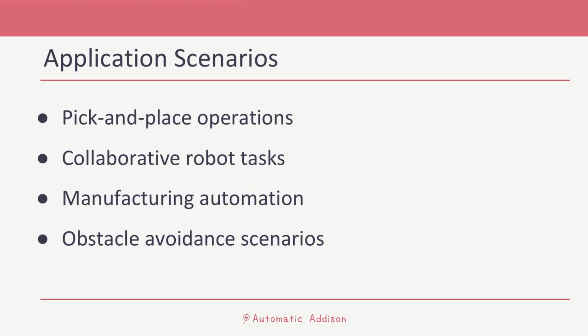The code you will develop in this tutorial can serve as a template for various practical applications: pick and place operations in various environments, collaborative robot tasks, and flexible manufacturing. By the end of this tutorial, you'll have a solid understanding of how to implement fallback strategies in your motion planning task, making your robotic applications more robust and adaptable to different scenarios.